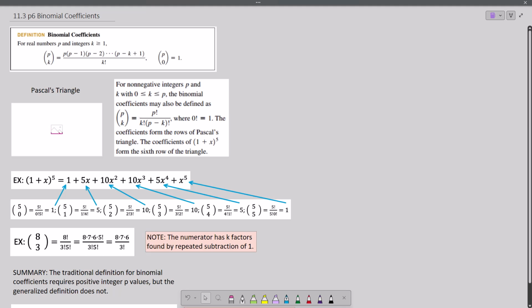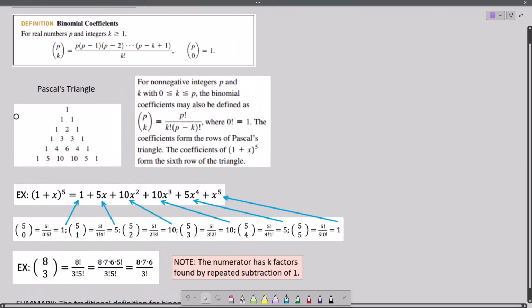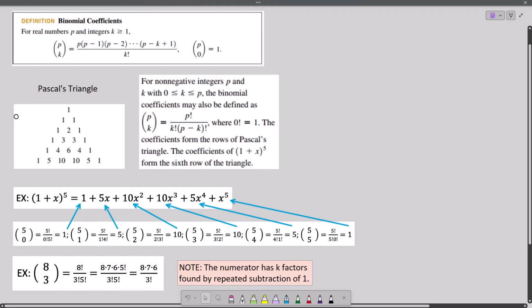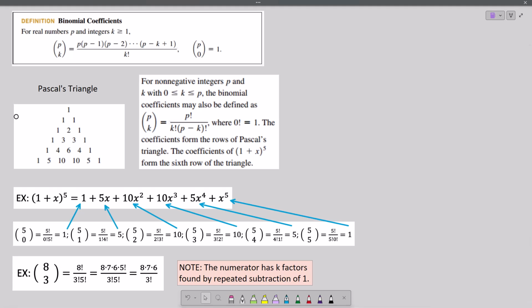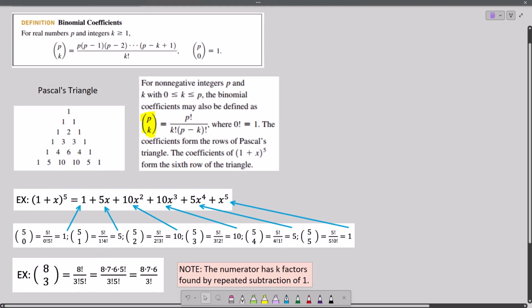All right, so let's do something that's a little bit new, I would suspect. If you've taken a stats course, you've seen these weird coefficients. These coefficients are called binomial coefficients. If you've done stats, you know what it is. If you haven't, then this might be new to you. The definition of a binomial coefficient is this. It's not a fraction, it's just P choose K.